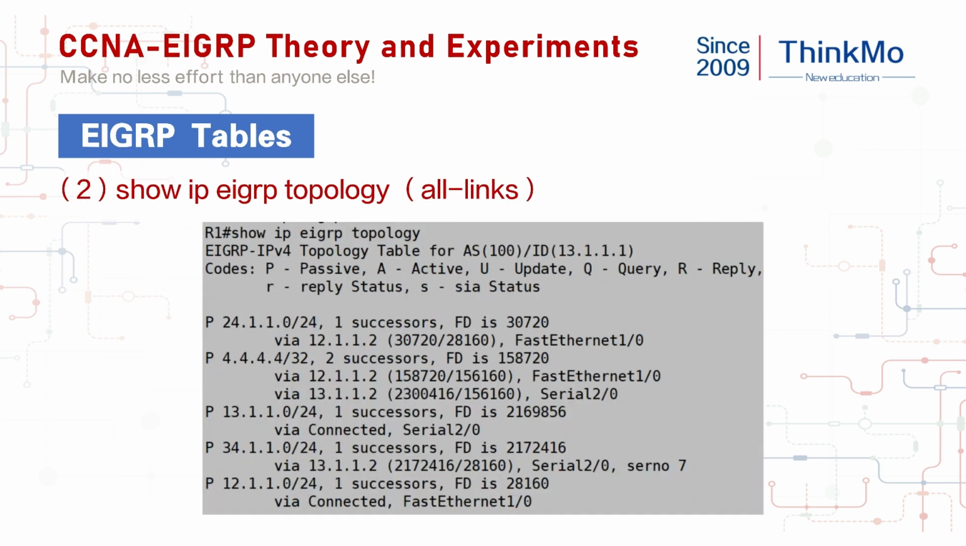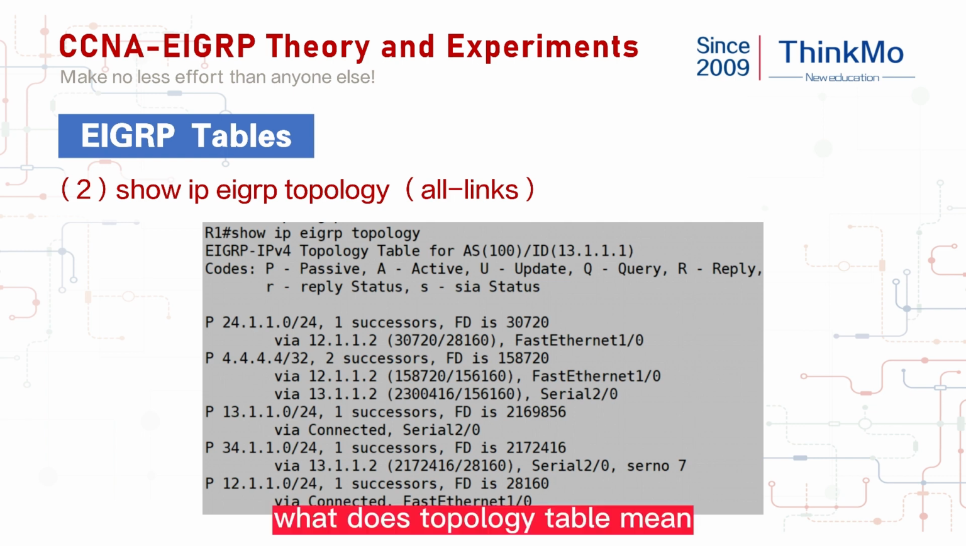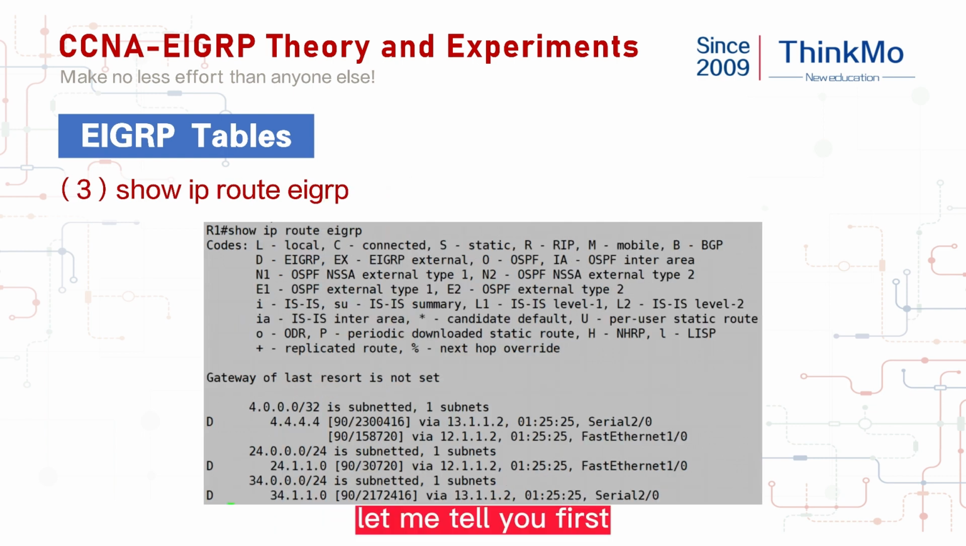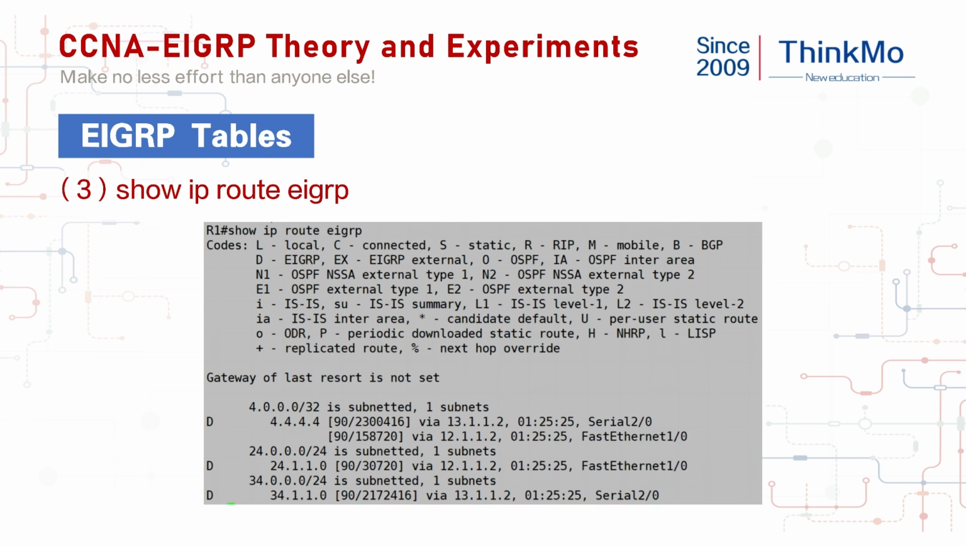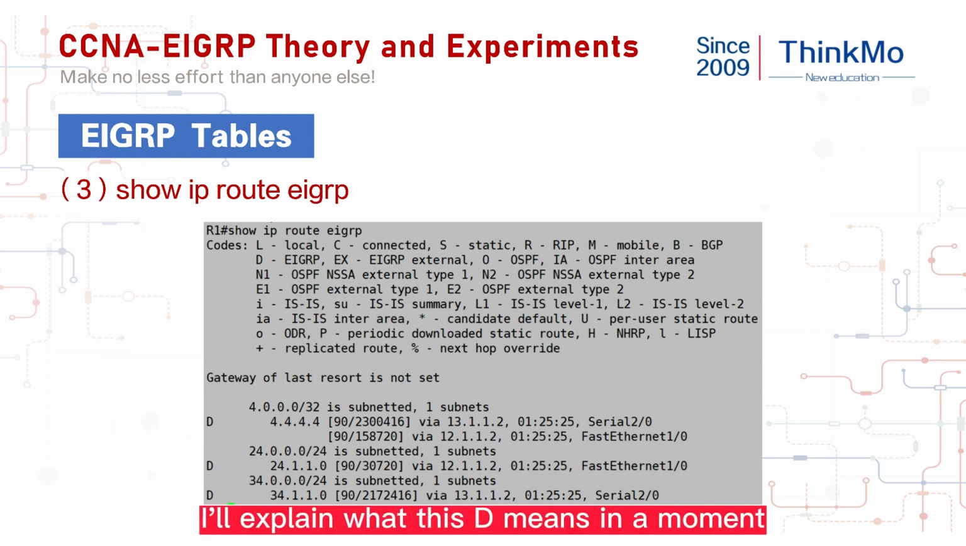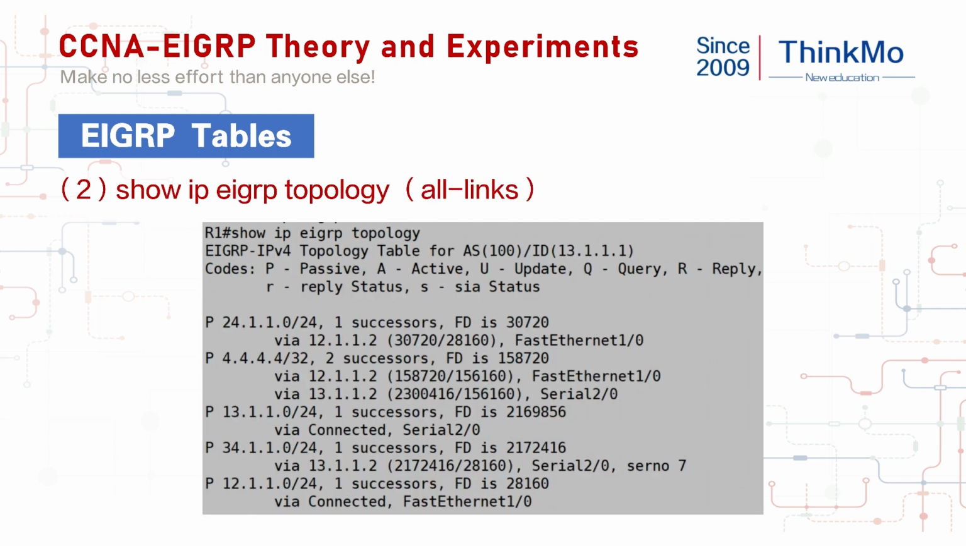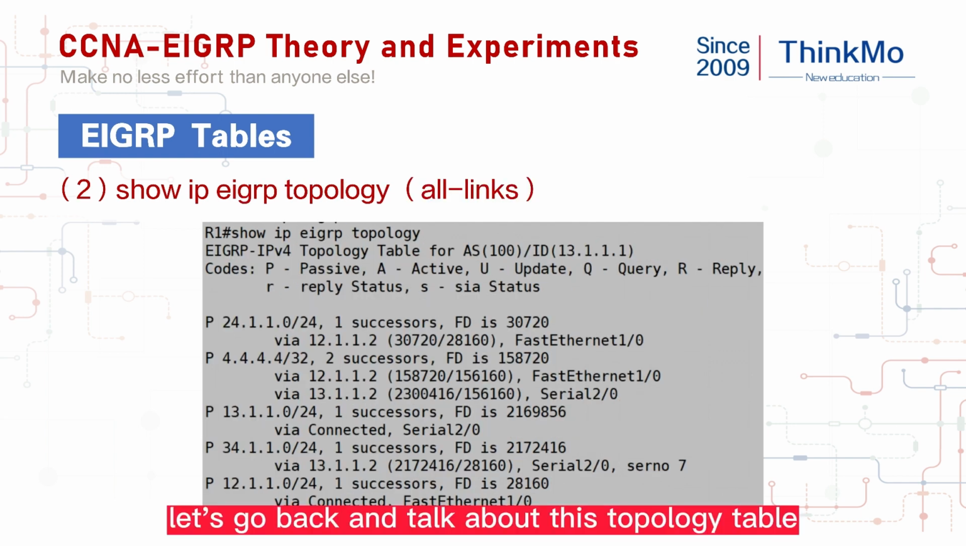Look down. This is a topology table. What does topology table mean? Let me tell you first. There is a routing table in the back here, which is very familiar to everyone. There is a D here. I'll explain what this D means in a moment. Let's go back and talk about this topology table. The topology table has an all links here.